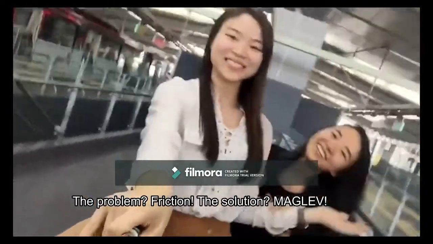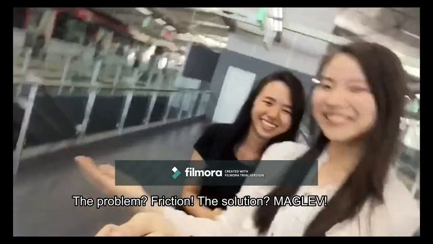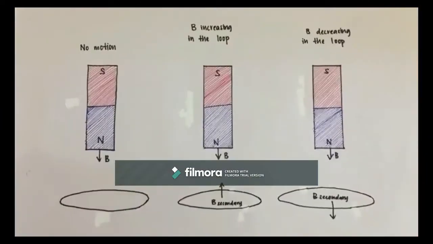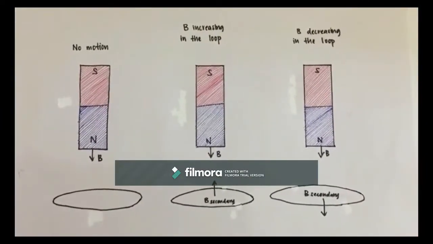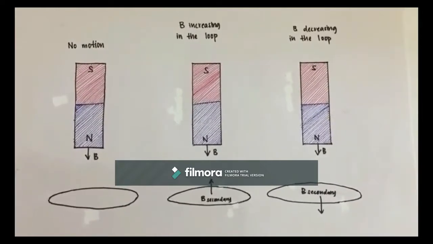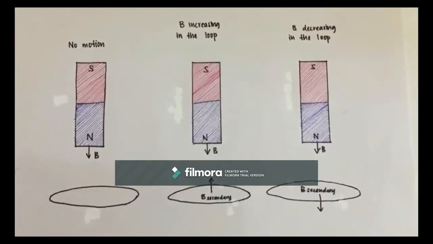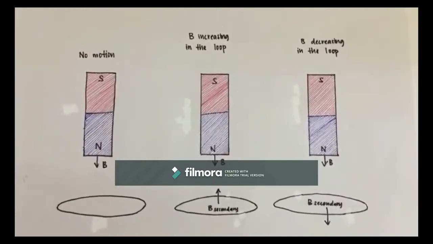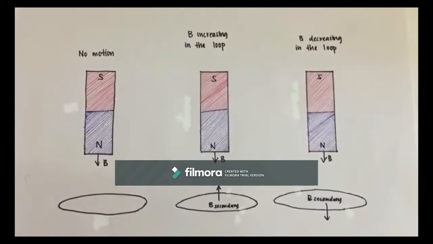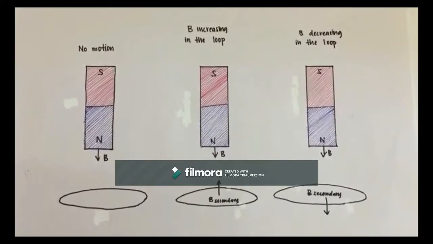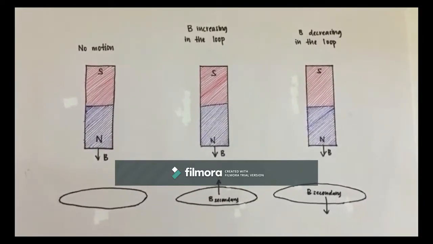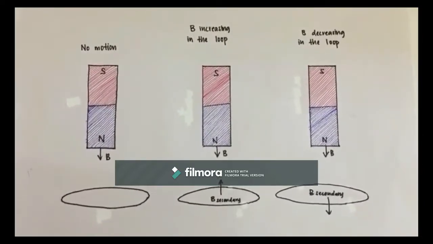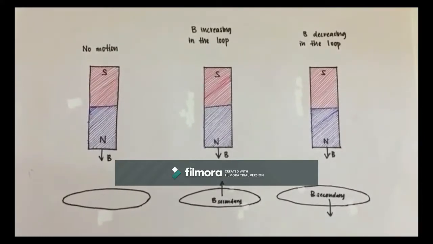The problem? Friction! The solution? Magnet! Faraday's law describes how an electric field can be induced by a changing magnetic flux, or in other words, it describes the induction of electric current. This law was invented by Michael Faraday, who discovered that magnetic fields do induce electric current, but only when the magnetic field is changing with time.